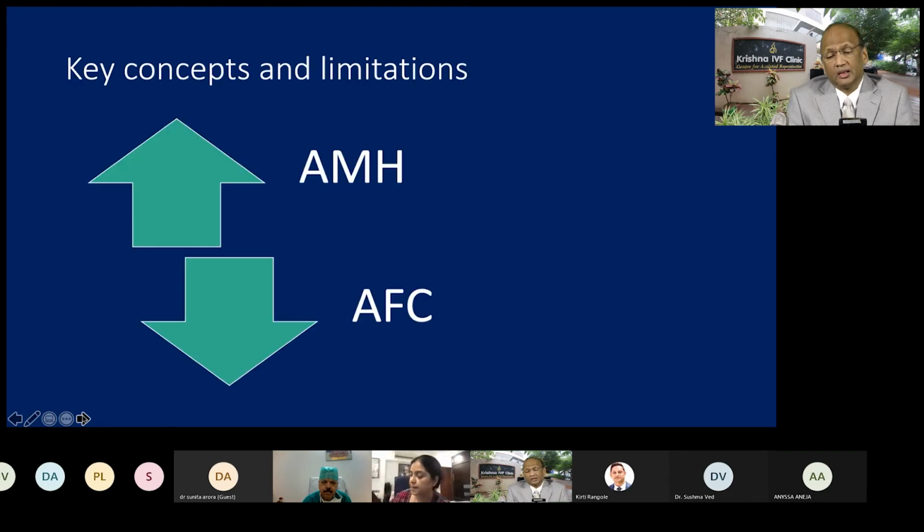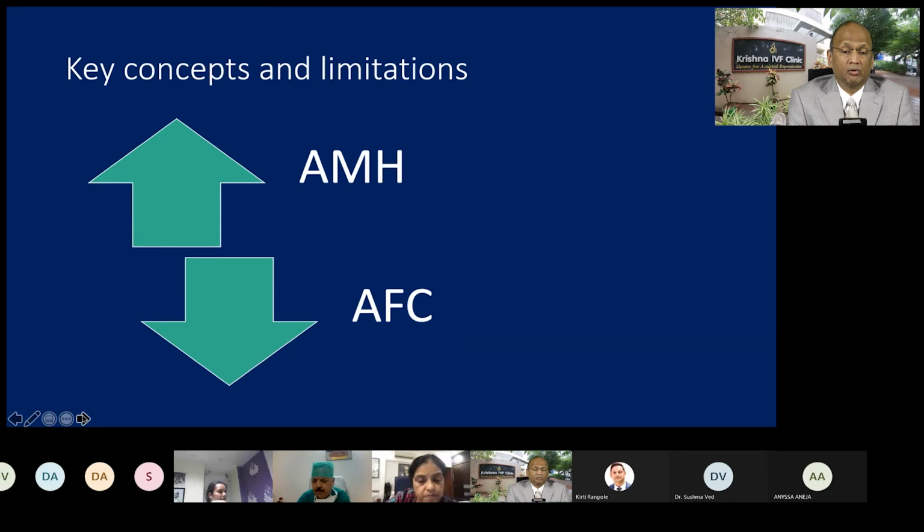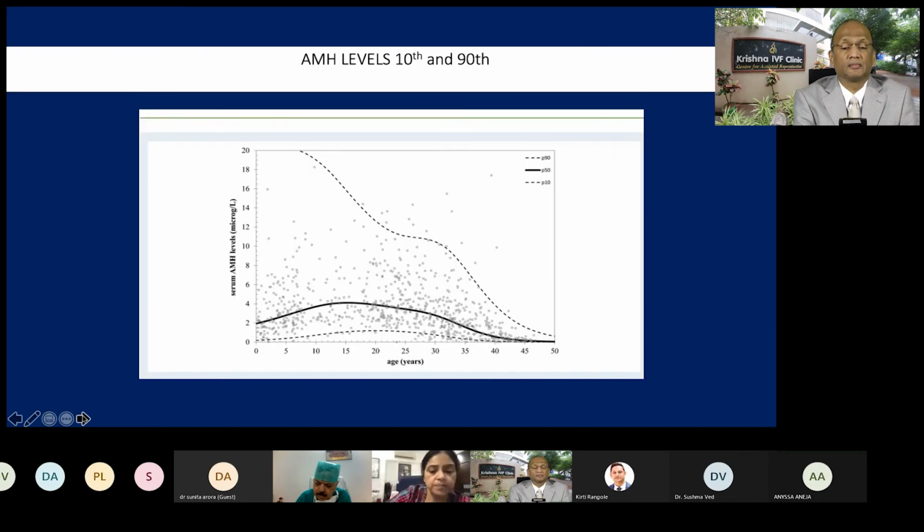The other key concept is that anti-Mullerian hormone and antral follicle count are the key factors that drive our practice today. Earlier they were the ovarian volume, the FSH, the stimulation tests, the previous responses, but more and more we are moving only to these parameters. But we should understand that there are still limitations in this, and these can vary.